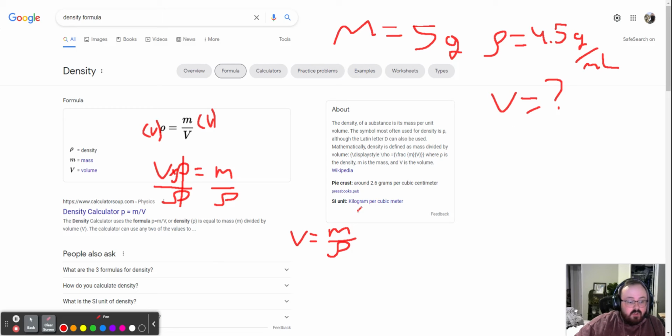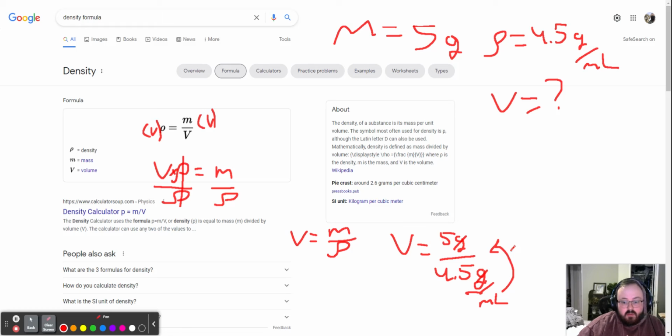So once you've got your formula done, you put your values in. Volume equals 5 grams divided by 4.5 grams per milliliter. The grams cancel out. This milliliter will actually flip to go on top. Don't worry about this too much. You should know what the units of volume are, so you should know that your answer should be in milliliters. And then you would take 5 divided by 4.5, and that will give you your answer.